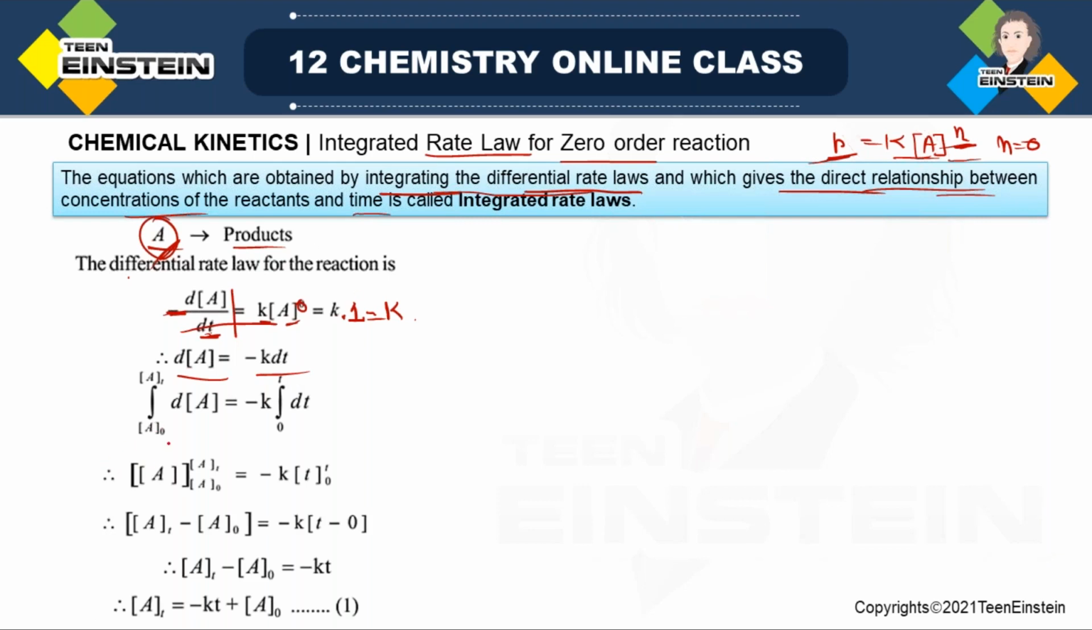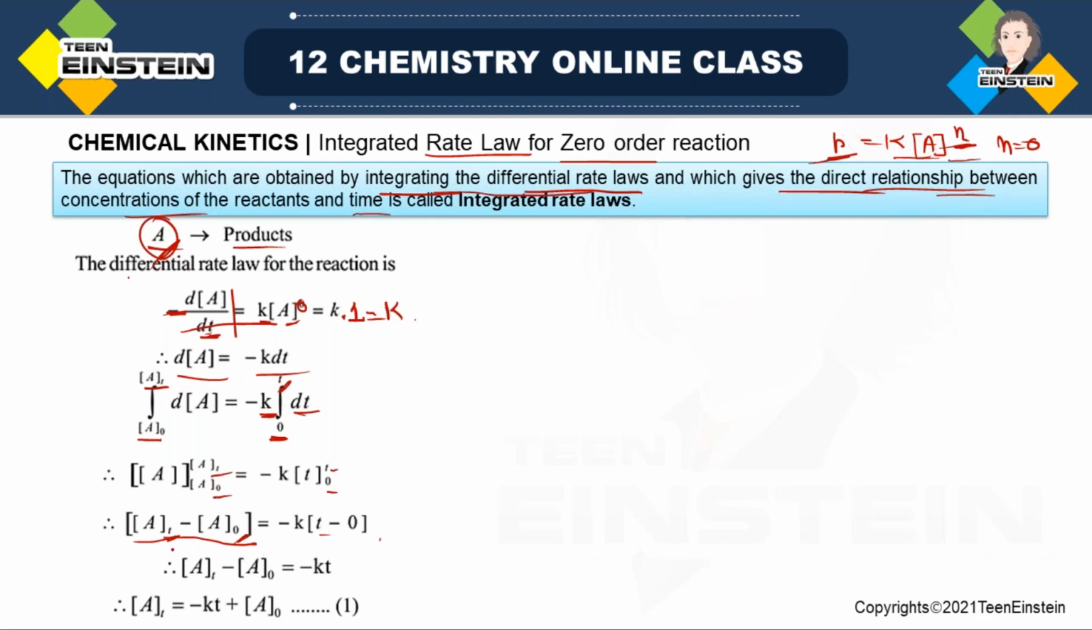When we are talking about integration, there will be some limits. So initial time is 0, final time is t. When it is time 0, concentration of A is A naught. When it is time t, concentration of A is [A]t. Now after integration and putting these two limits, we get on the left hand side the concentration of A at t minus the concentration of A at 0, that is the initial concentration. And on the right hand side, K is constant, so it is not considered in the integration. Only dt is there. The integration of dt is simply t, and from 0 to t it will be t minus 0.